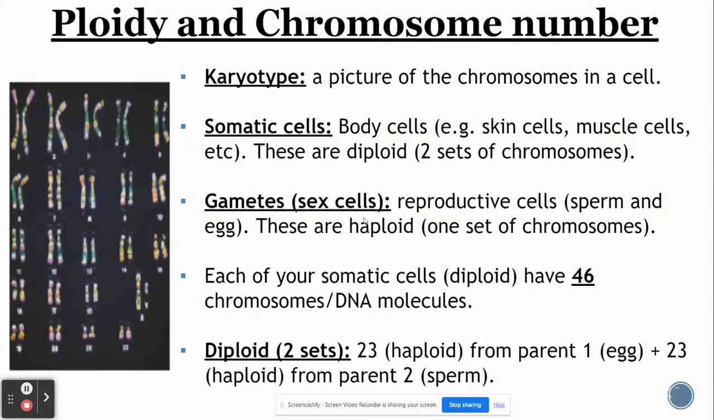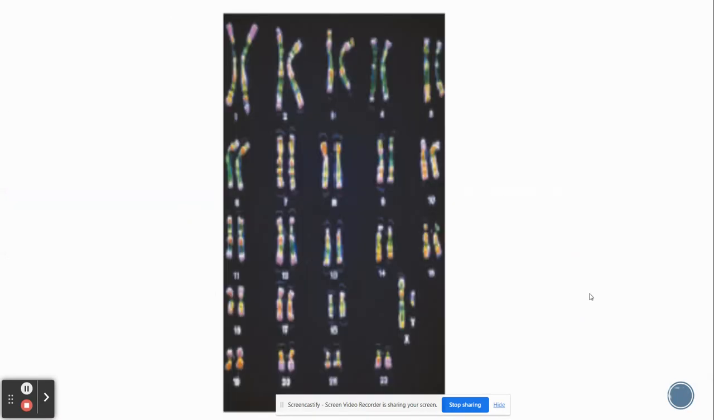The gametes, which are your sex cells used for reproduction, sperm and egg in other words, they are haploid because they only have half the number of chromosomes. They have 23 each. So again, here you can see the karyotype and you can see all the chromosomes. This is a somatic cell because there's 46 chromosomes in this picture.